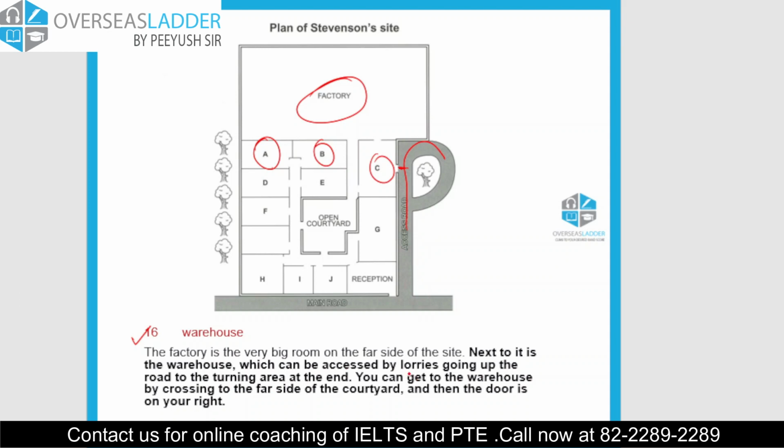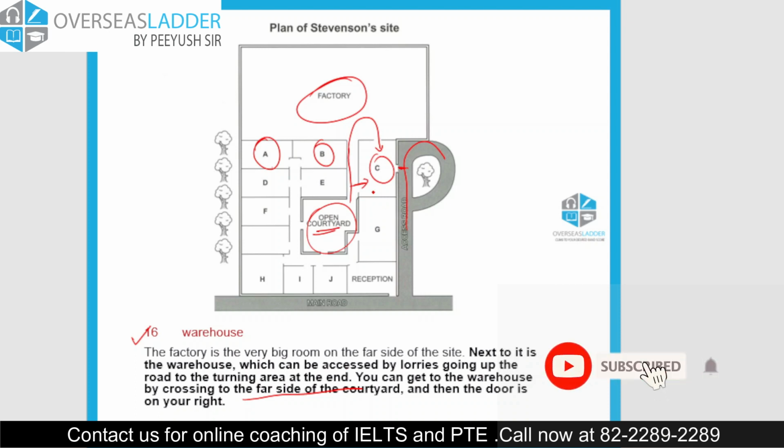You can get to the warehouse by crossing to the far side of the courtyard. So now we're talking about the courtyard. Over here, and then the door is on your right, because it says to the far side of the courtyard. So this is the courtyard. There are two entrances from this and even from this. So this would be option C.